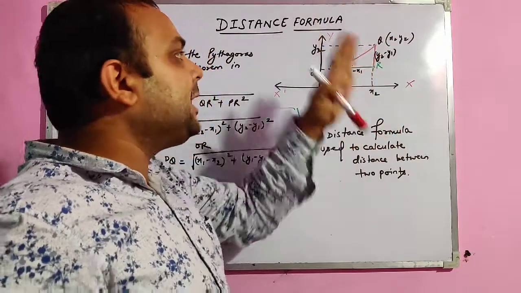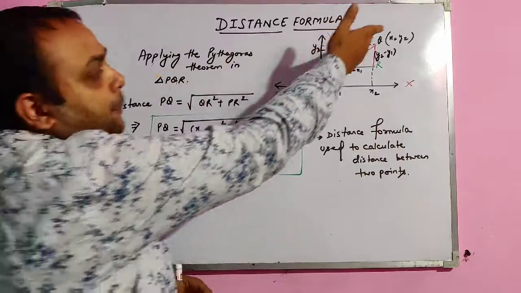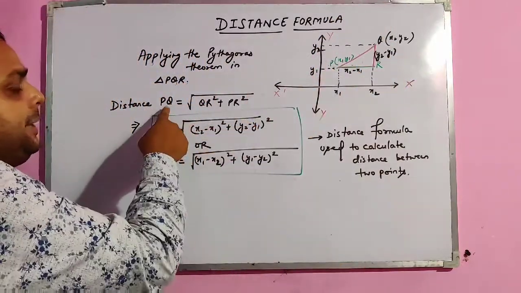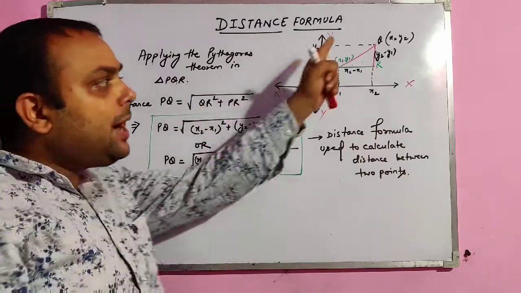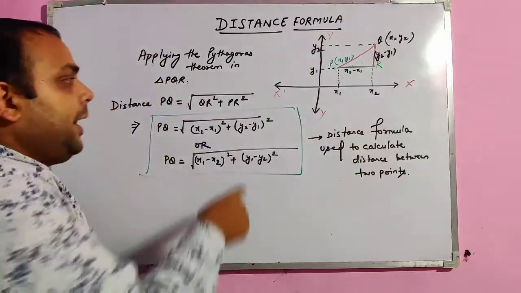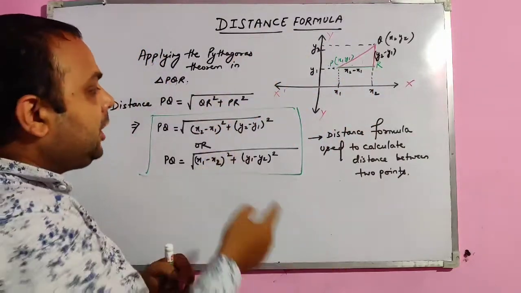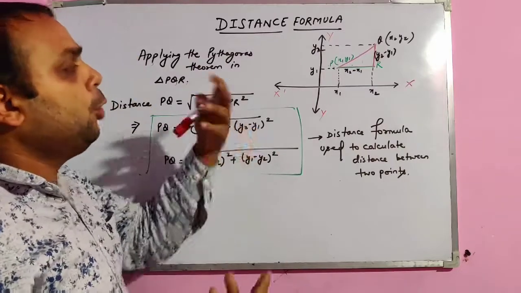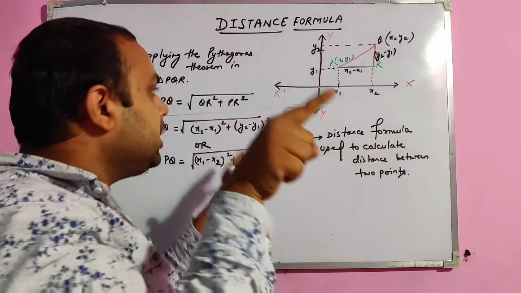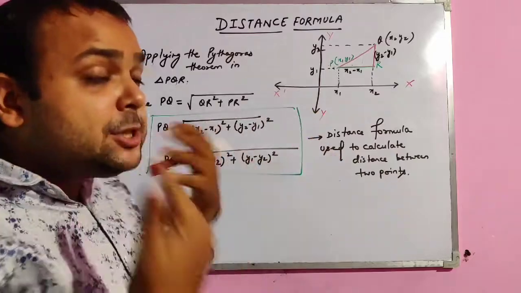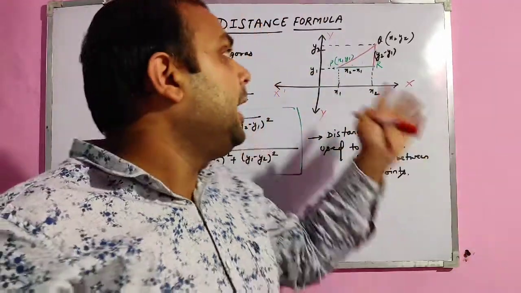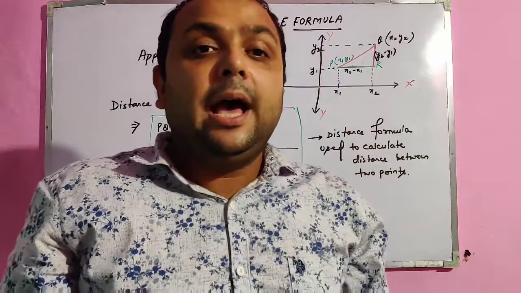Now applying the Pythagoras property, that is hypotenuse square is equal to perpendicular square plus base square, what do I get? PQ is equal to under root QR square plus PR square. So applying the values, I get under root of x2 minus x1 whole square plus y2 minus y1 whole square. So this formula is used to calculate the distance between any 2 points having the coordinates given as per the question.